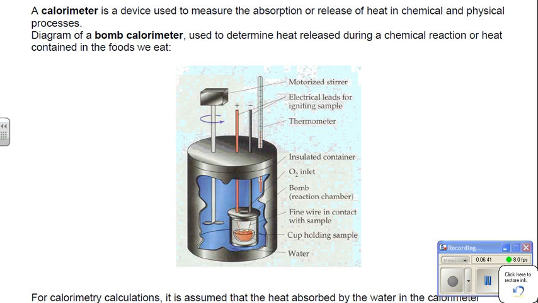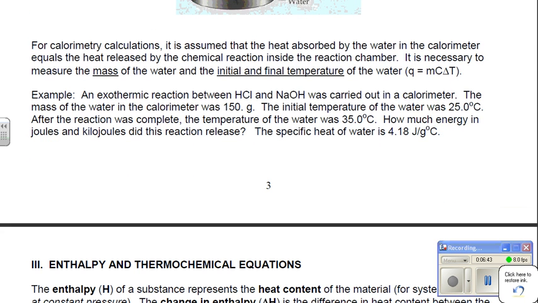Okay, so your notes say, for calorimetry calculations, it is assumed that the heat absorbed by the water in the calorimeter equals the heat released by the chemical reaction inside the reaction chamber. That's exactly what I said. It's very important to remember that. It is necessary to measure the mass of the water and the initial and final temperatures of the water. So let's look at an example.